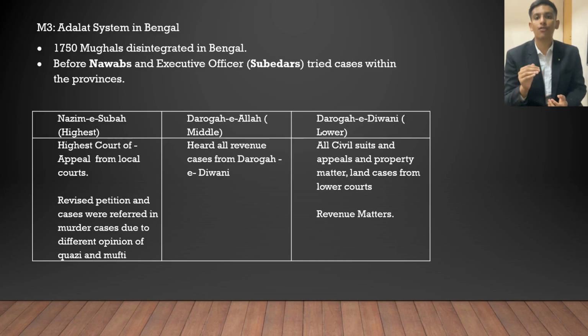If you want to appeal from Daroga-e-Diwani, you have to appeal to Daroga-e-Adalat, which heard all the revenue related cases and appeals from Daroga-e-Diwani. And at the highest sits the Nazim-e-Suba, which is the highest court of appeals. Some revised petitions and murder cases were also referred there because there was a dispute between Qazi and Muftis. These were the two people who resided in the highest court of appeal, Nazim-e-Suba.